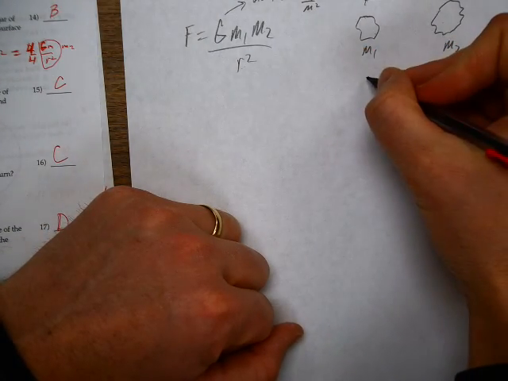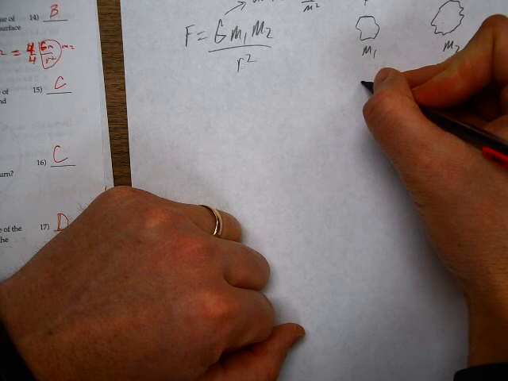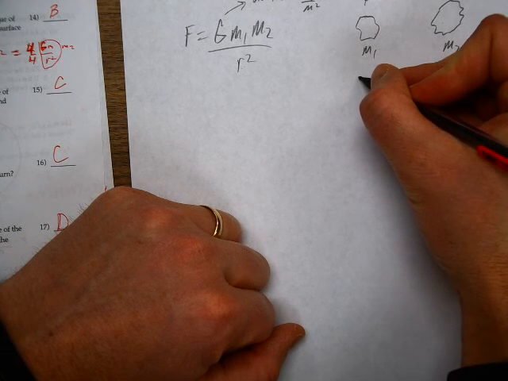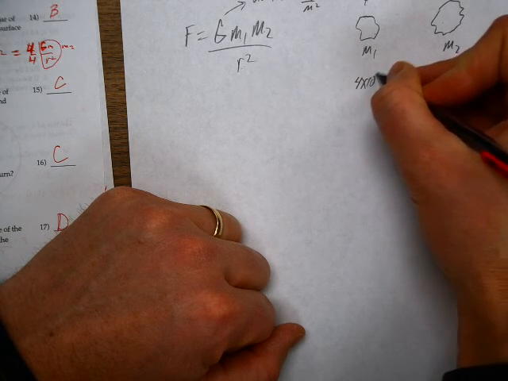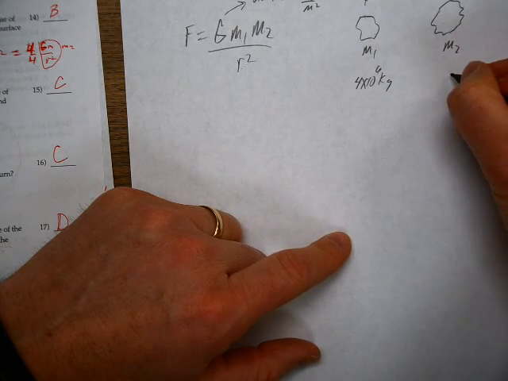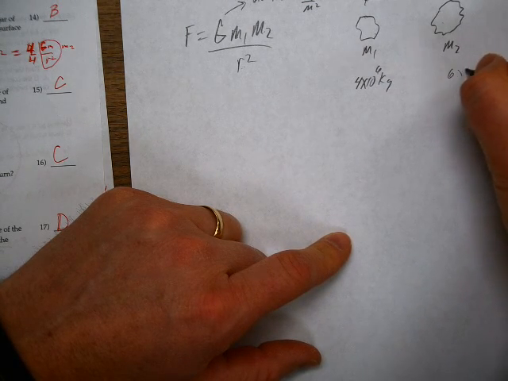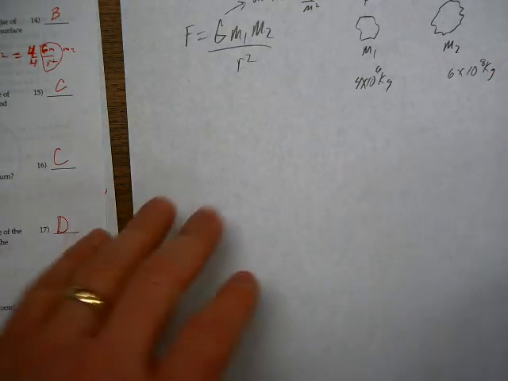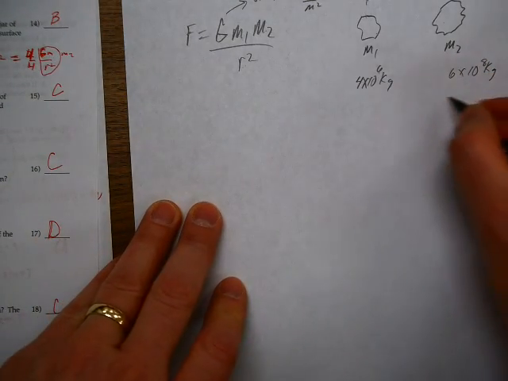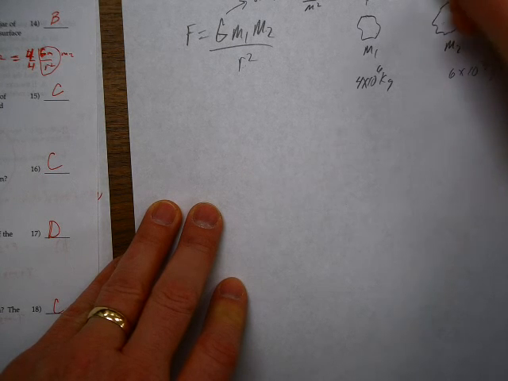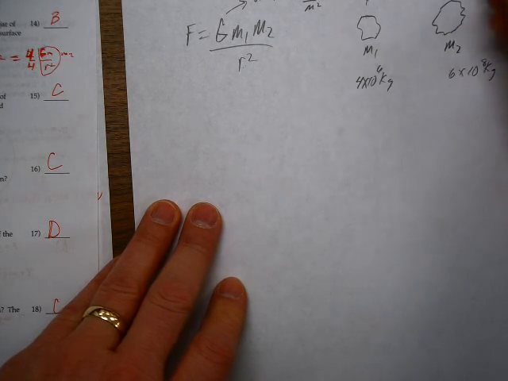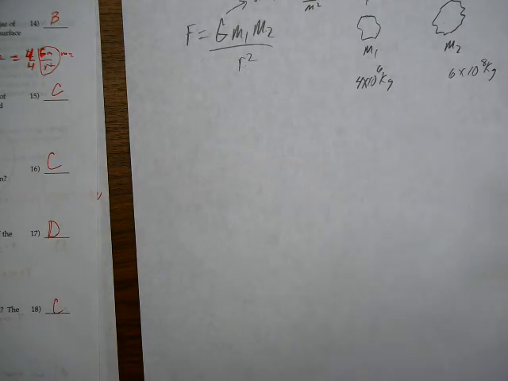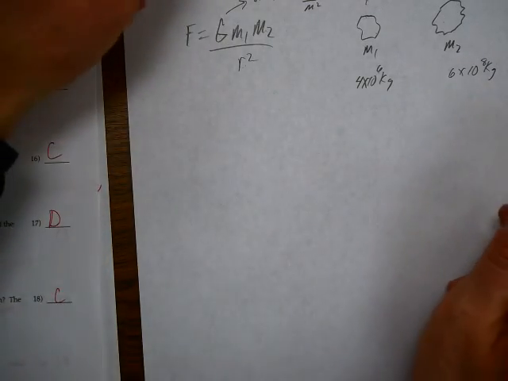So anyway, let's say that we have something that is, I don't know, 4 times 10 to the 6th kilograms, and something that is 6 times 10 to the 8th kilograms. So these are probably like asteroid-ish size things. And we'll say that they pass close by each other, maybe 1,000 meters in space. What would be the strength of gravity then attracting them to each other?